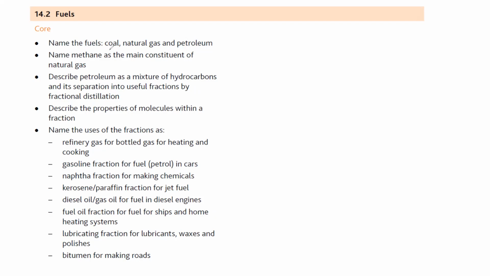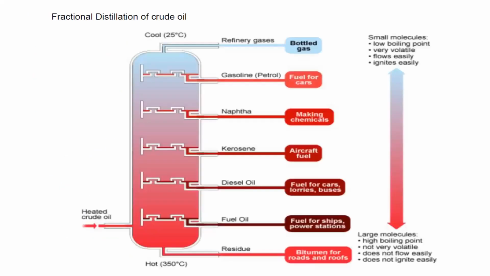Some common fuels which we use are coal, natural gas, and petroleum. These are some examples of fuels. And the petroleum or the crude oil which we obtain, we can do fractional distillation. This is how fractional distillation of crude oil is done. How do we carry out this fractional distillation?